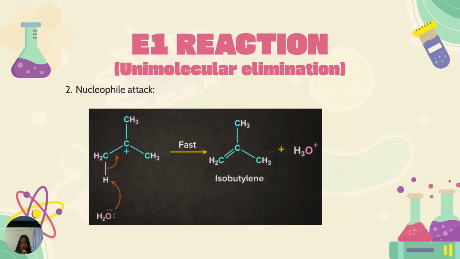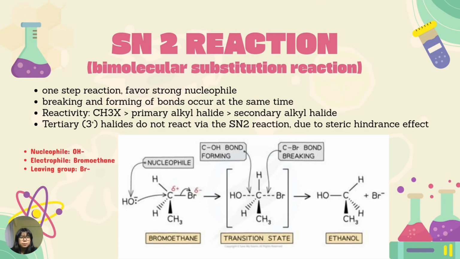After the slow rate determining step forms the tertiary carbocation, water acting as a weak base will quickly remove a beta hydrogen from one of the adjacent methyl groups. The electrons from the C-H bond immediately shift to form a C=C double bond, producing 2-methylpropene and H3O+ as a byproduct.